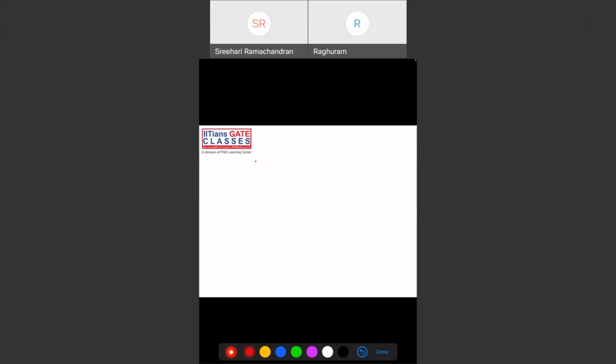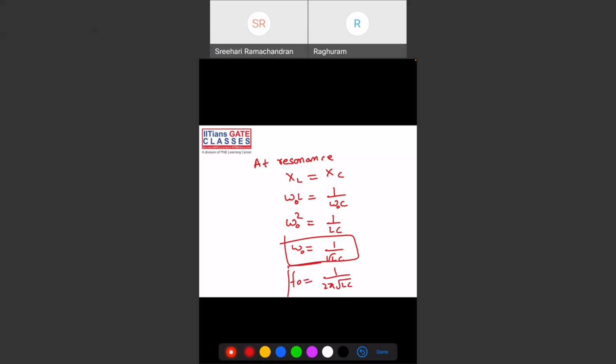So at resonance, what happens? XL is equal to XC. Omega L is equal to 1 by omega C. Omega squared is equal to 1 by LC, or omega is equal to 1 by root LC. And this we call the resonant frequency omega naught. Omega naught is 1 by root LC, or f naught is nothing but the frequency 1 by 2 pi root LC. Clear? Very clear.